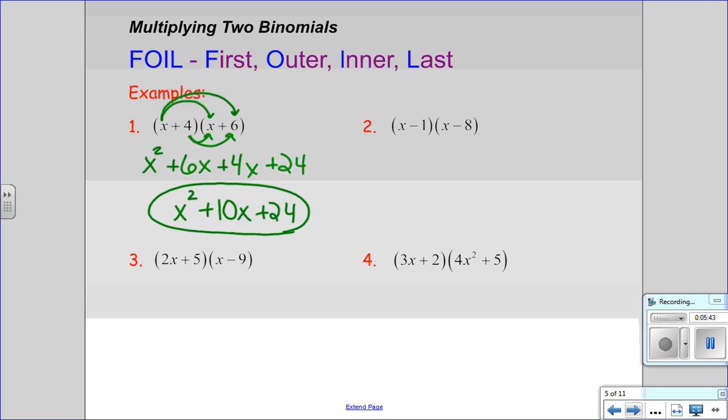Do this process again for number 2. My first together, x times x is x squared, minus 8x. Inner ones go together, so I get minus 1x, or minus x. And my last one's plus 8. And when I combine my like terms now, I get x squared minus 9x plus 8.